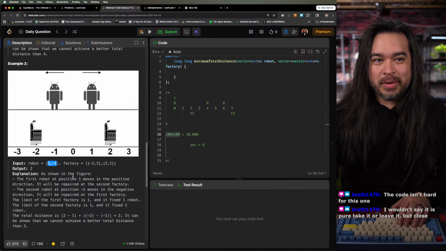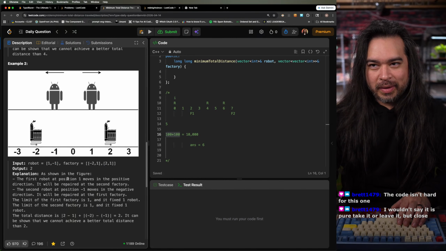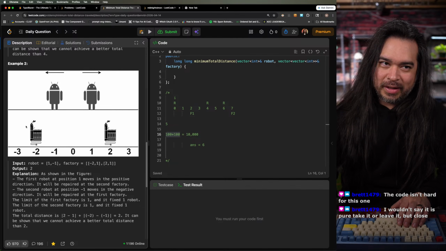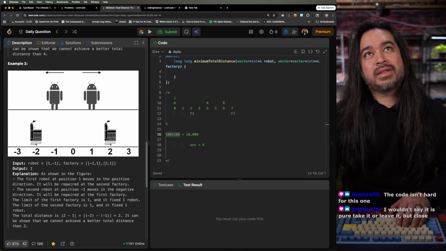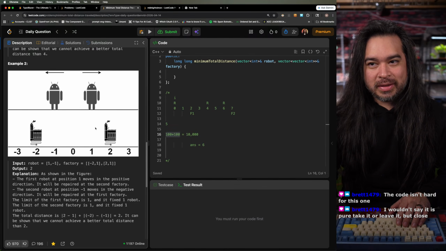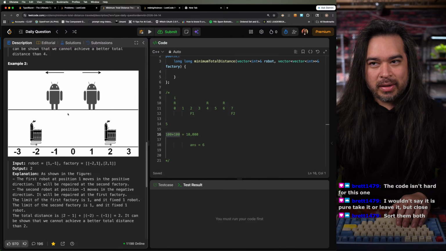I wouldn't say it's pure take it or leave it, but close. Yeah, it's like at every index. That's what I was trying to think about with these robots and their directions. Basically, I go to the one that's to the left or to the right. But maybe that's not quite it either.